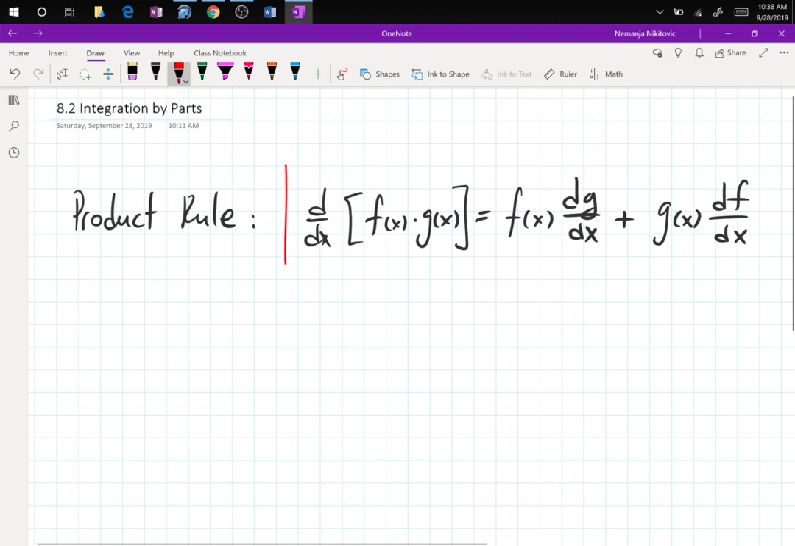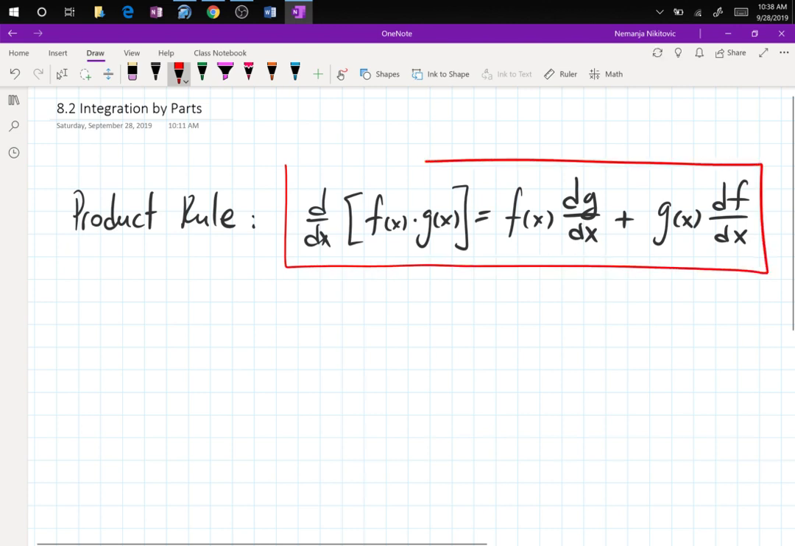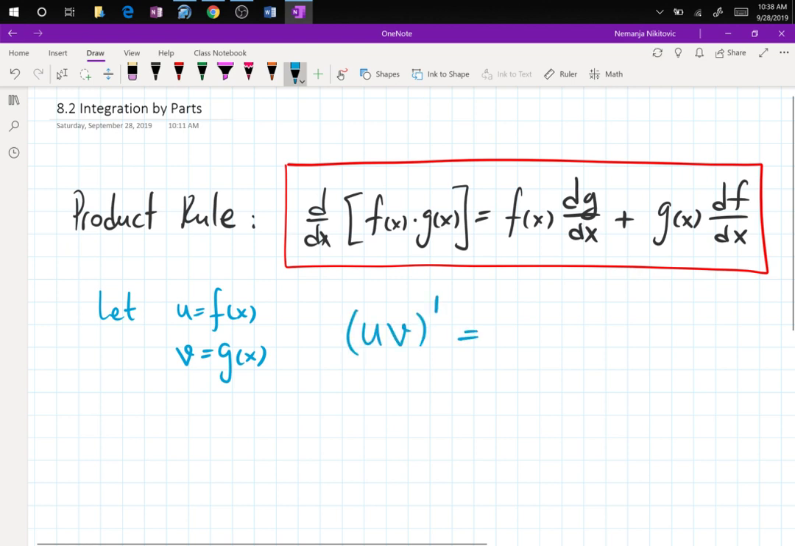I am going to box this one. But then you say let u equal f of x and v equals g of x. So now you can just go (uv)' is equal to uv' plus vu', and that's the formula that people usually memorize because it's the cheapest, fastest way to write this thing.